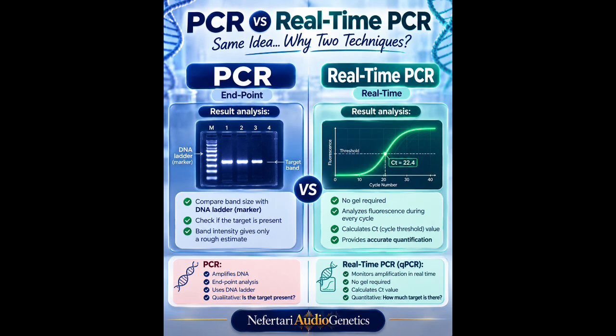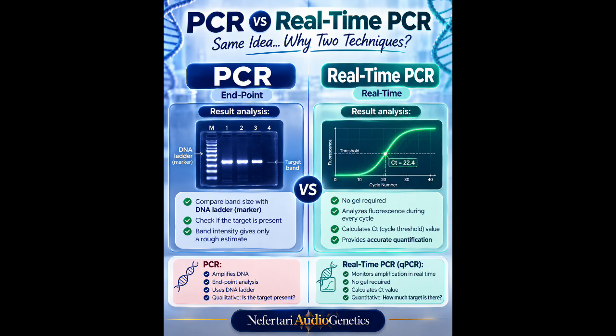Real-time PCR, or qPCR, monitors amplification during every cycle and helps estimate the amount of starting target. Finally, RT-qPCR needs an extra step, which is converting RNA into cDNA before starting the reaction.